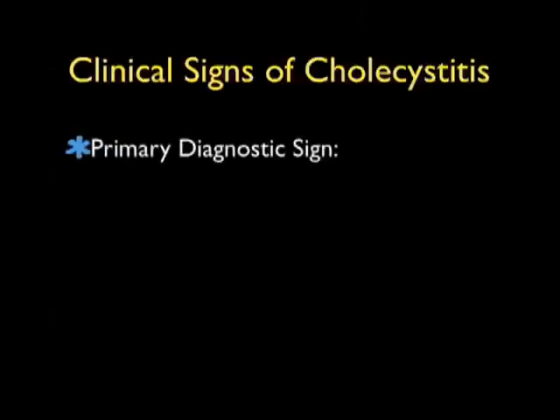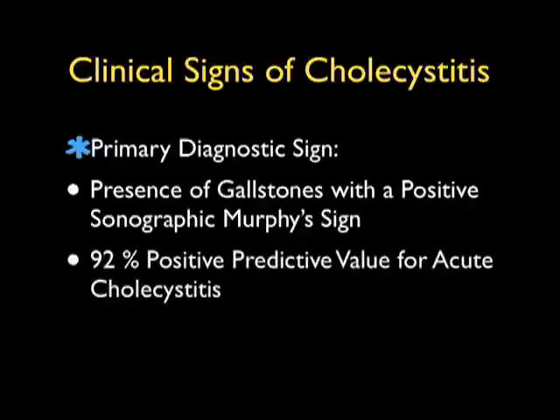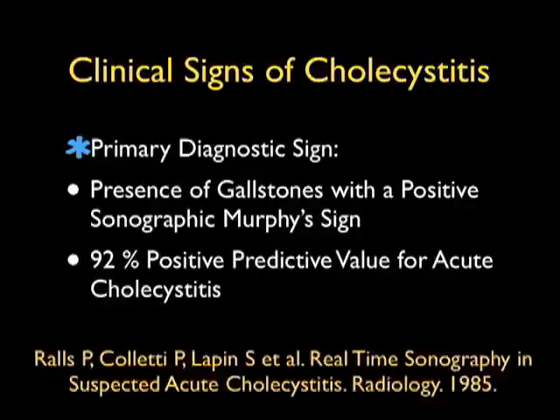What are the clinical signs of acute cholecystitis that we're examining for at the bedside of a patient with acute right upper quadrant abdominal pain? Well, the primary diagnostic ultrasound finding is going to be the presence of gallstones with a positive sonographic Murphy's sign, or tenderness over the gallbladder with pressure down on the ultrasound probe.